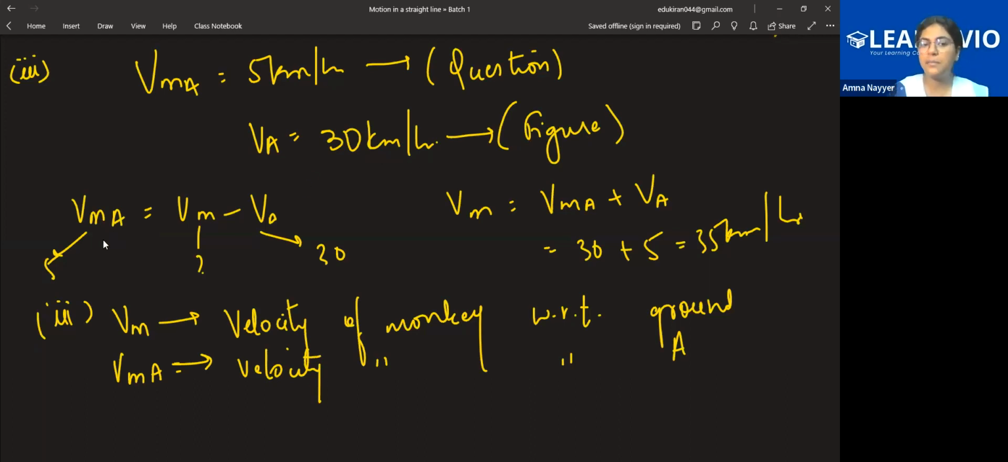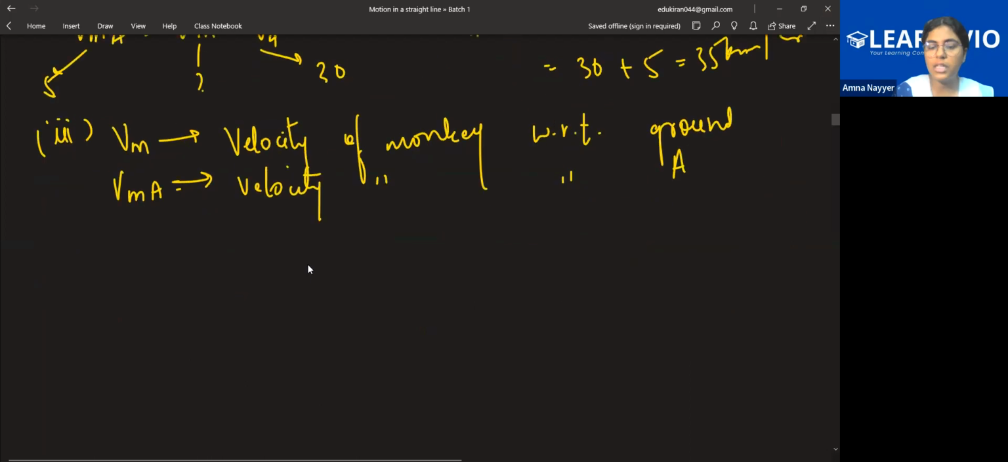We know VMA is VM minus VA, right? Fine. VMA is 5. VM we have to calculate. What is VA? VA is 30, which is given. So from here, VM will be equal to VMA plus VA. That becomes 30 plus 5, which is 35 kilometers per hour. This should be clear.